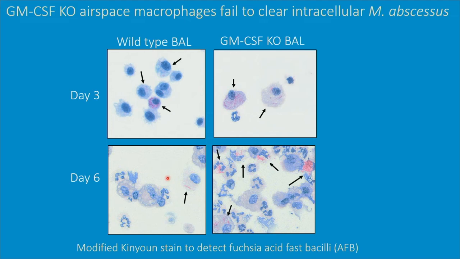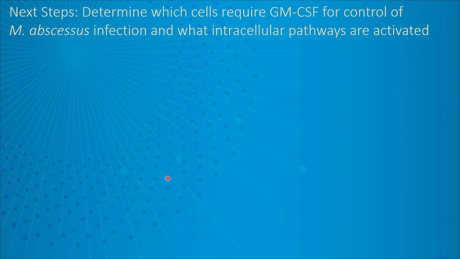And so something has changed in this animal in the absence of GM-CSF. The macrophages are not doing something. And so we want to figure out exactly which cells are responding to GM-CSF to have this effect. And so moving forward, we're going to try to identify those cells in a couple of different ways.